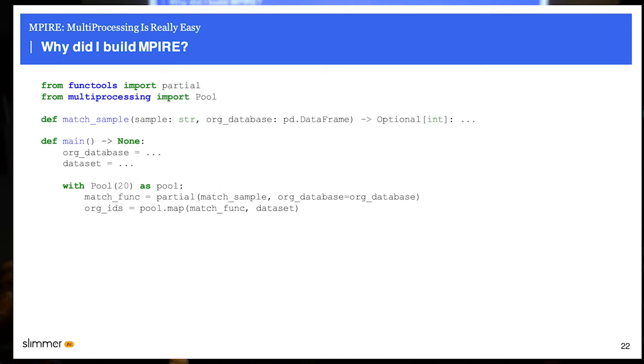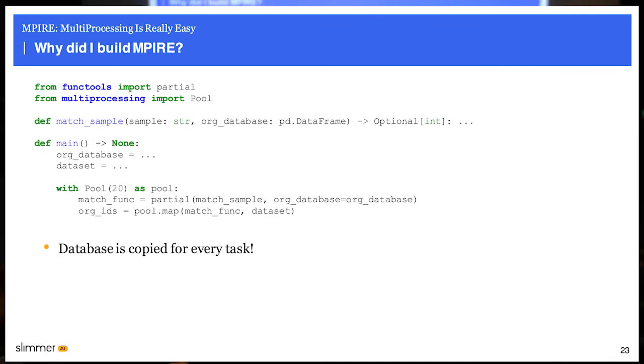So in this case, we import multiprocessing.pool, and the only thing that we add is we say with pool 20 workers, and then we call pool.map on that function and data set. And because I need to pass in the organization database again and again, I wrap it in a partial function, which makes it a little bit nicer. But pool.map calls the match function on each sample in the database and returns the list of organization IDs. Sounds pretty simple.